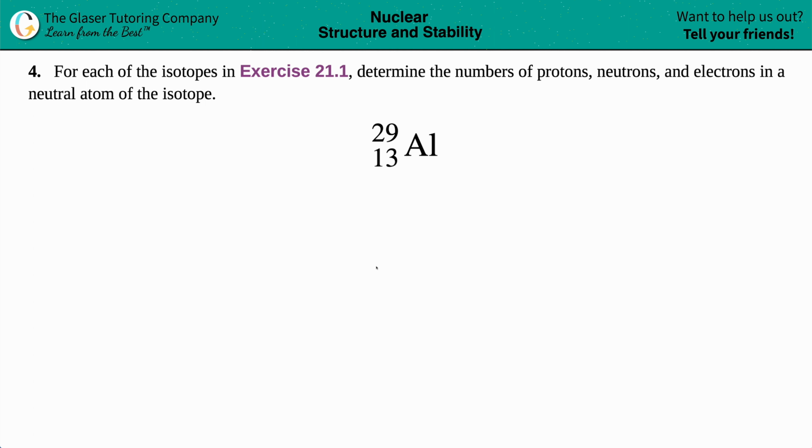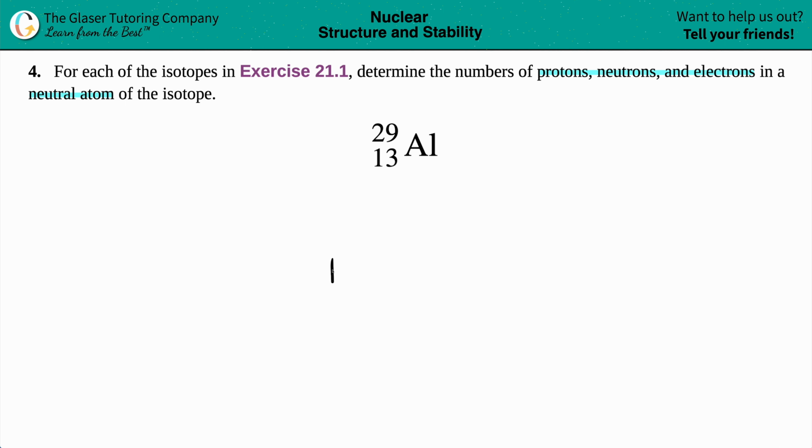Number 4. For each of the isotopes in exercise 21.1, determine the number of protons, neutrons, and electrons in a neutral atom of the isotope. And then we have one of the examples in exercise 21.1. So in here, they give us a 29 on the top, a 13 on the bottom. It's aluminum, or aluminium, if you're across the pond. And we just have to find out the number of protons, neutrons, and electrons.